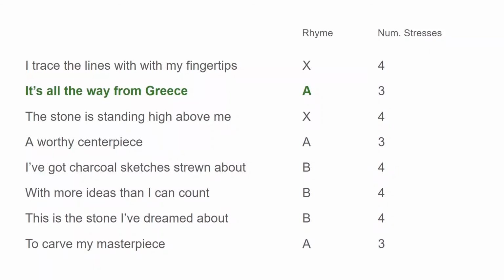And so instead of having a line where it's about the surface of the marble, I ended up finding the line, it's all the way from Greece. Greece rhyming with centerpiece and masterpiece. Now, it's not the exact same meaning that I had originally intended, but it's a meaning that supports the story of the song. It's about the importance of this stone and where it came from and what that means to the sculptor. So that's the thought process I worked through to figure out how to fix this particular line.